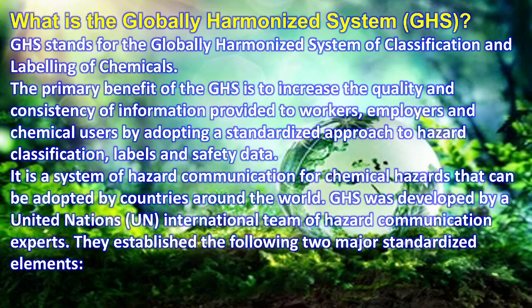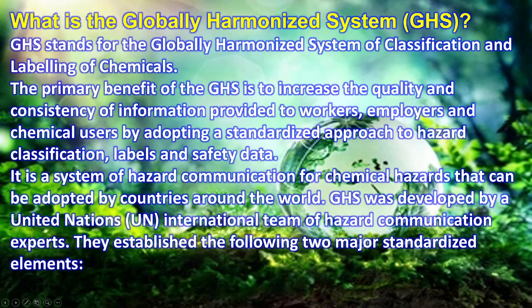What is the globally harmonized system? GHS stands for the Globally Harmonized System of Classification and Labeling of Chemicals. The primary benefit of the GHS is to increase the quality and consistency of information provided to workers, employers, and chemical users by adopting a standardized approach to hazard classification, labels and safety data sheets. It is a system of hazard communication for chemical hazards that can be adopted by countries around the world.